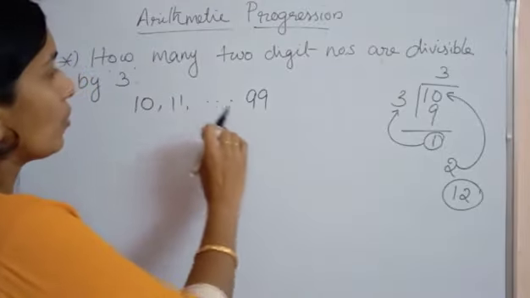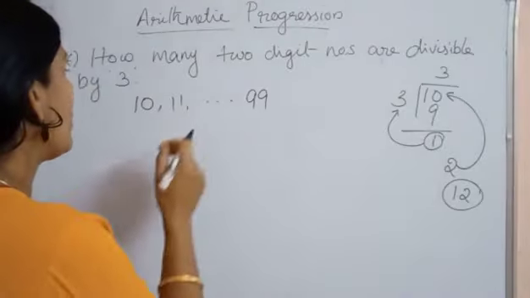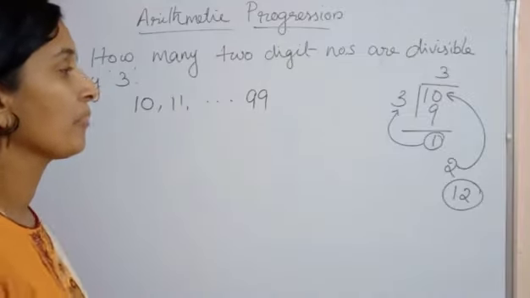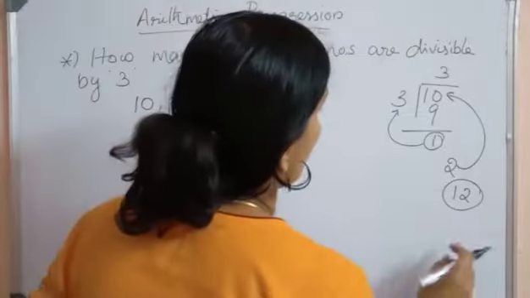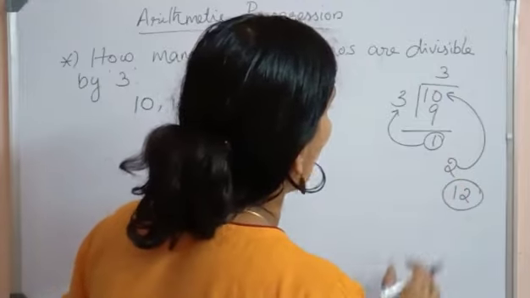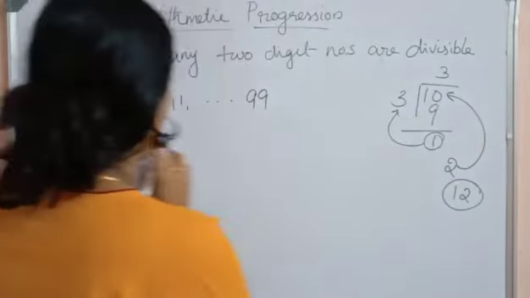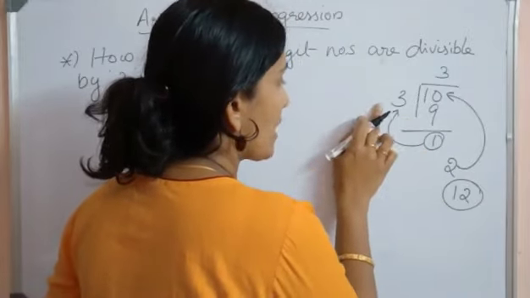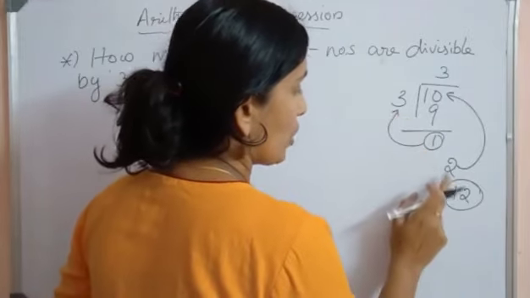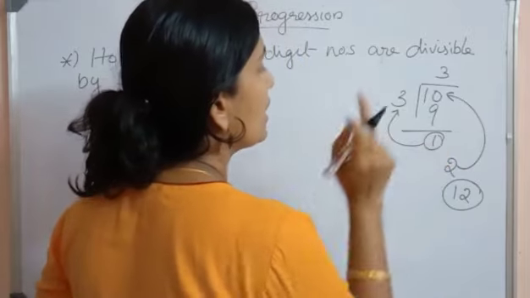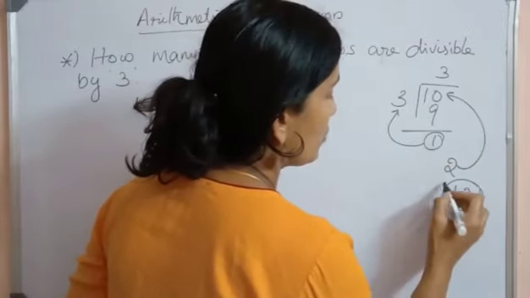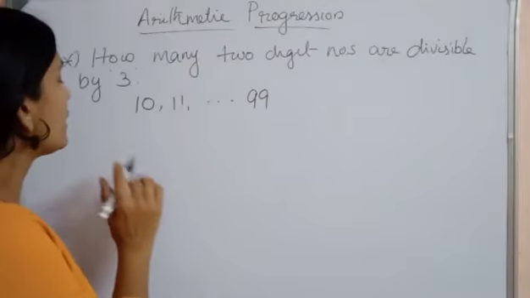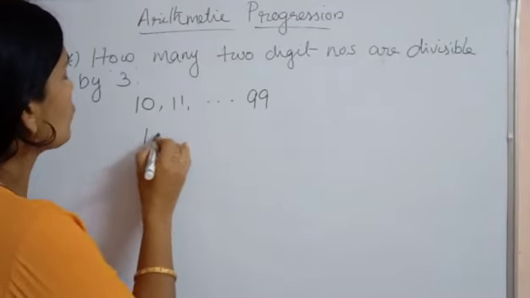Now here we are going to make this an AP, and by using that we can find the number of terms which are divisible. So once again I'll explain how to find this. You have to divide the number by 3, and the remainder that you get should be subtracted from the divisor, and whatever you get will be added to the number to find a 2-digit number which is divisible by 3. So here the first number is 12.